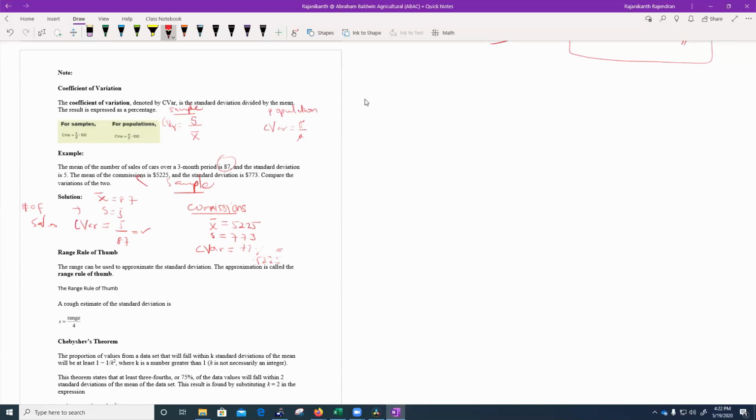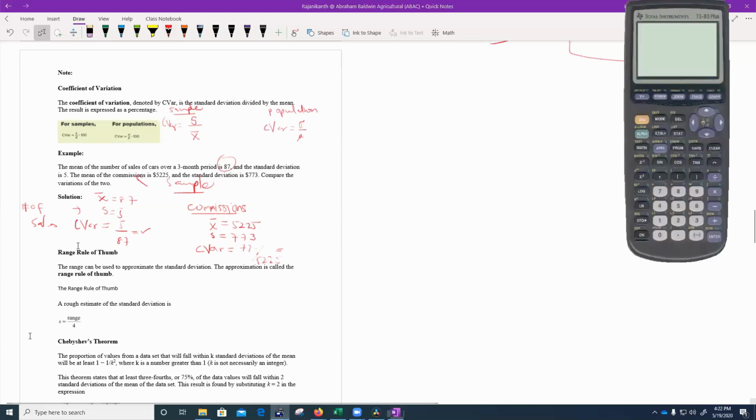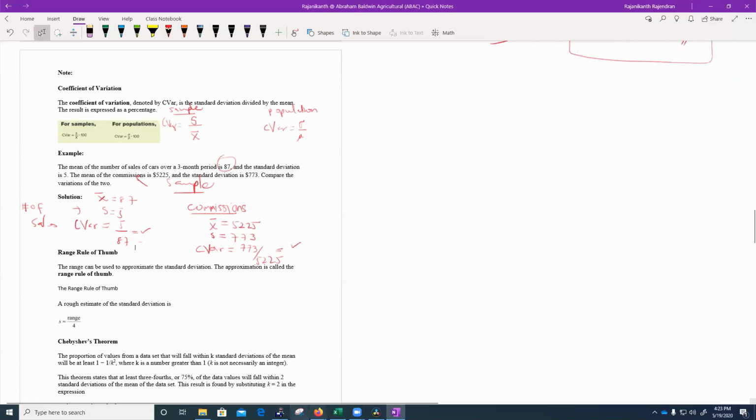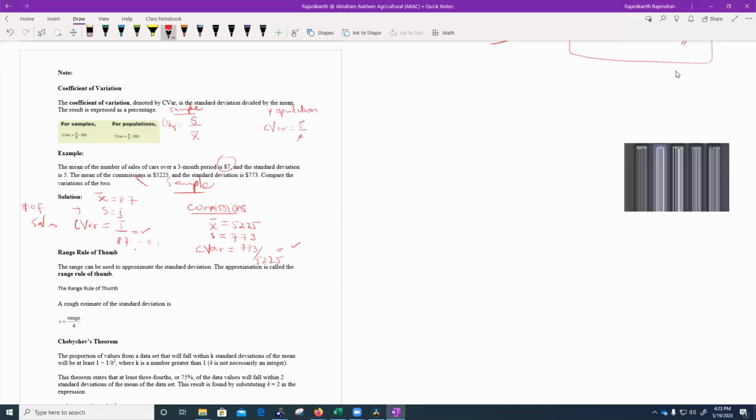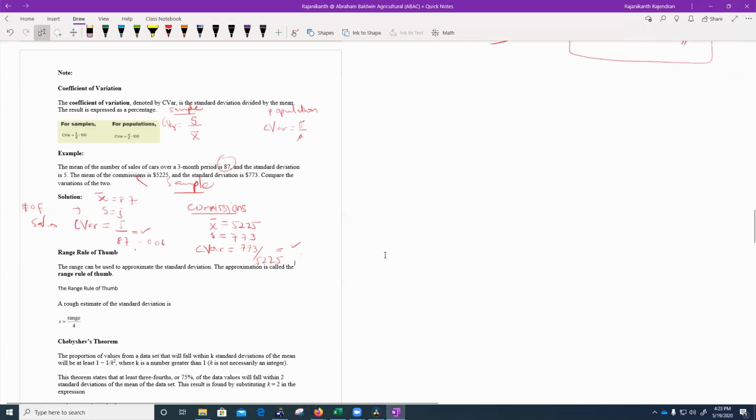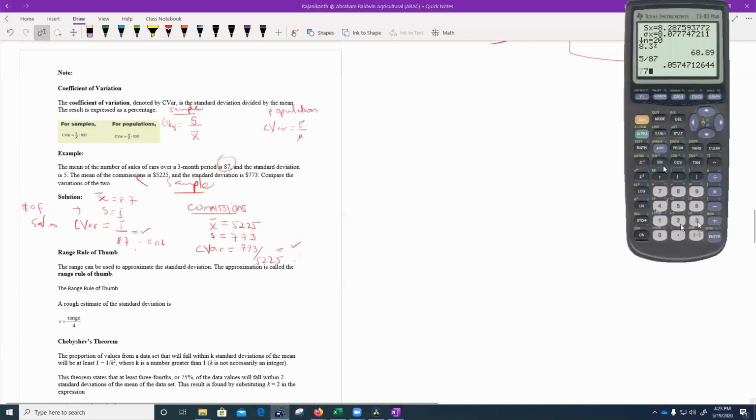Then compare which one is higher or which one is lower. If you use the calculator, the coefficient of variation of the first case is 5 over 87, which is 0.06, right? 0.06. But here you got 773 divided by 52.25, which is 0.115.